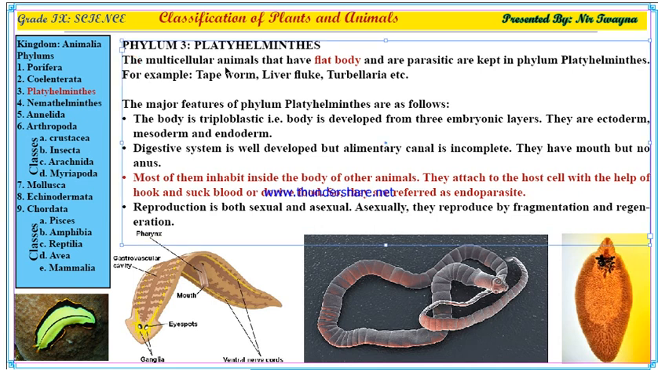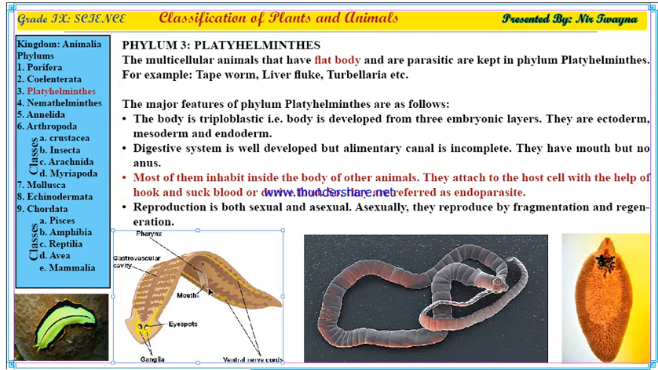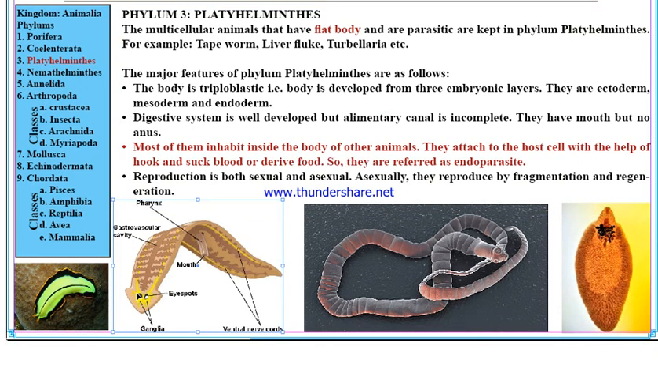The multicellular animals that have a flat body and are parasitic are kept in phylum Platyhelminthes. For example, tapeworm, liver fluke, planaria, etc. Look at the diagram. This is planaria, and here you can see this is the mouth and its body. Look at its body, it's just like paper, isn't it? It is very flat, just like paper.